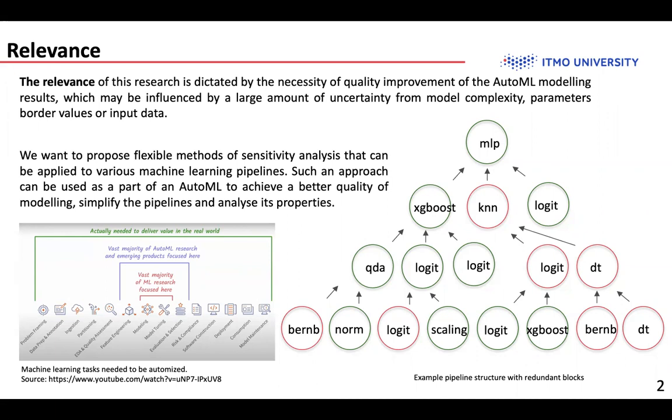modeling results. We want to propose flexible methods of sensitivity analysis that can be applied to various machine learning pipelines. Such an approach can be used as a part of an AutoML to achieve a better quality of modeling, simplify the pipelines, and analyze its properties. For instance, SA could answer the following question: why a given operation block in the pipeline is located in a certain place on the graph.